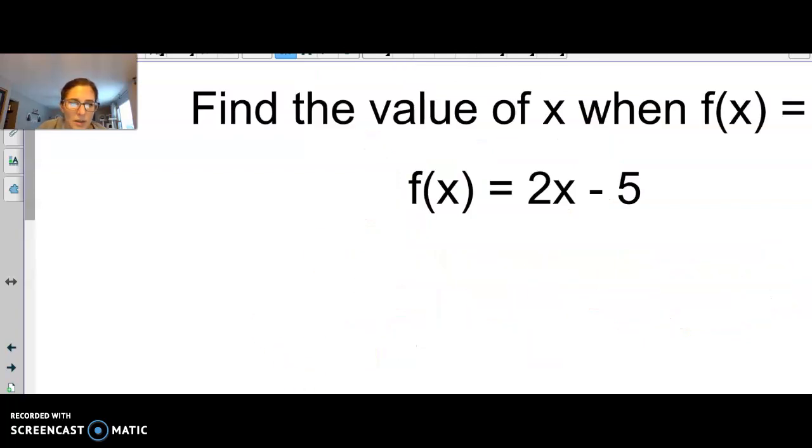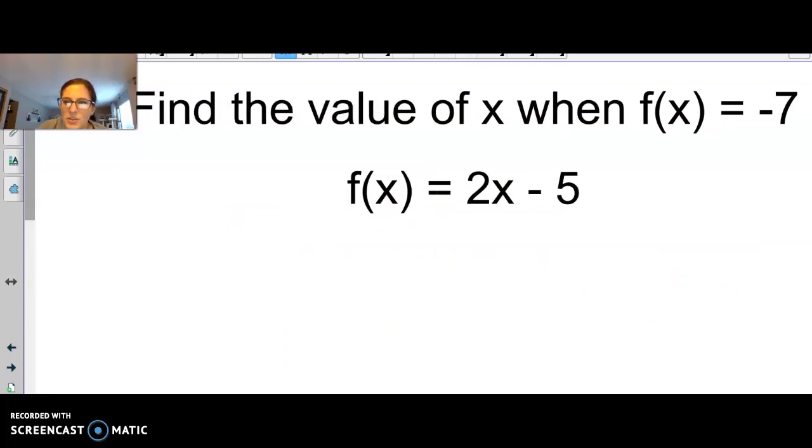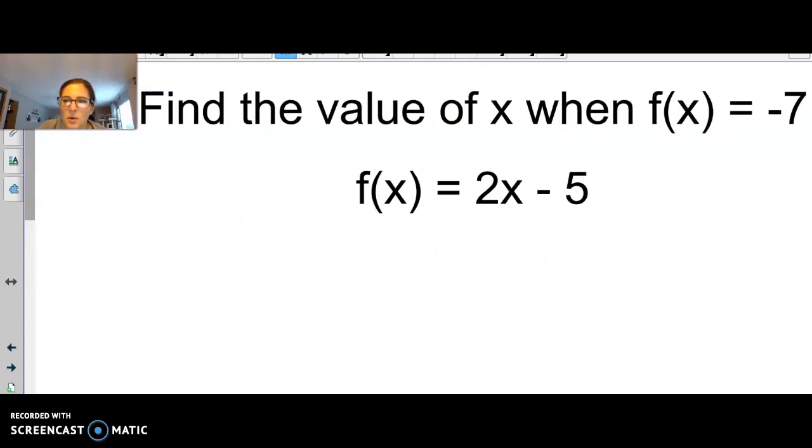All right, so you're going to walk through how to do this one now. So first of all, where do I plug in this -7 at? If they want me to find the value of x when f of x equals -7, where should I put this -7? In place of x or in place of f of x? Yep, it's the same thing for all of these. Everything today is the same concept.